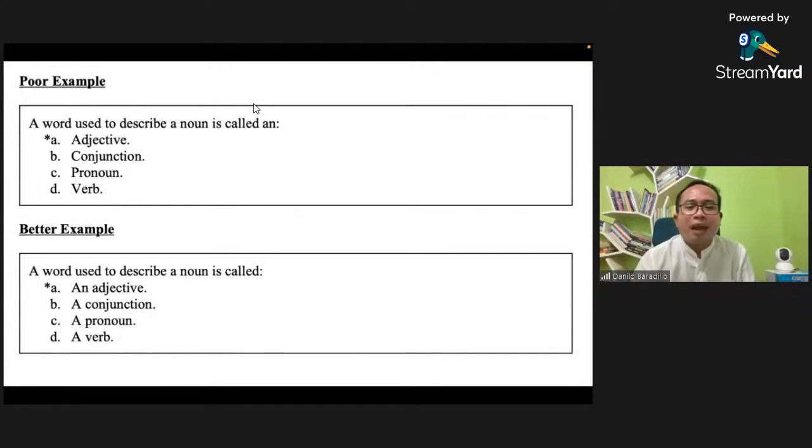A word used to describe a noun is called an: adjective, conjunction, pronoun, verb. So this is something that is mistakenly written. It should have been: A word used to describe a noun is called an adjective, a conjunction, a pronoun, or a verb. So you would ask, sir, what about placing in my stem "a/an" as a word clue? You are still giving such kind of hint, right? So we avoid that.